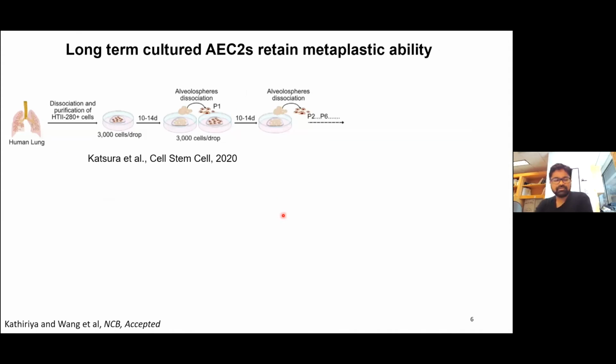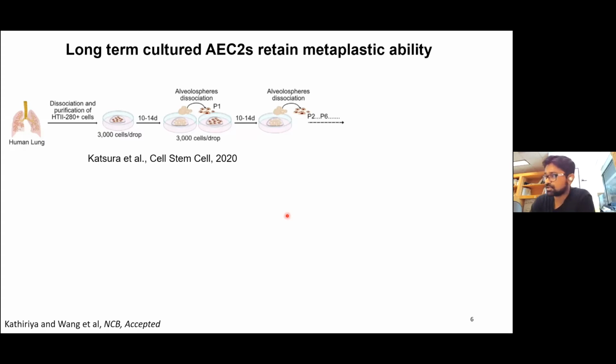To do that, we used a protocol that was published in Cell Stem Cell by the Tata Group out of Duke, where we can isolate type 2 cells and then maintain them over a period of anywhere between at least 8 to 10 passages as reported by them as type 2 cells, which is exactly what we did.